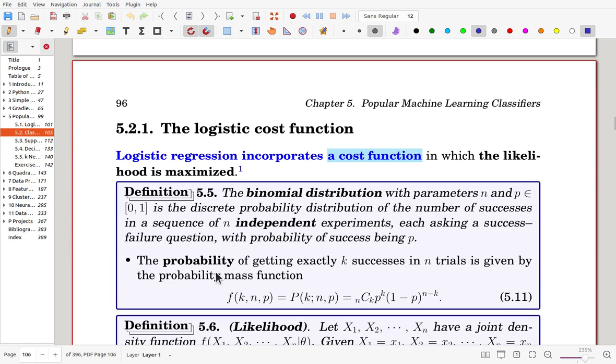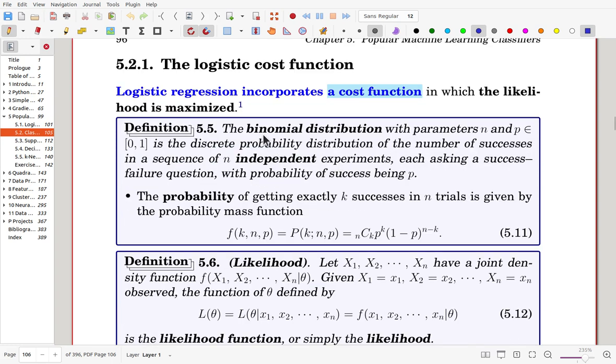Now we'll derive the logistic cost function. Logistic regression incorporates a cost function in which the likelihood is maximized. Now we begin with some definitions to get a cost function for logistic regression.